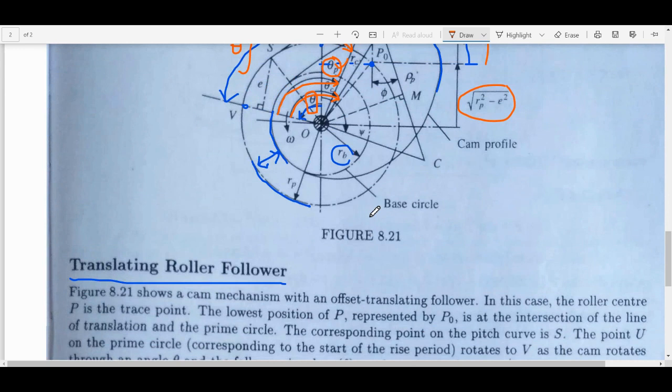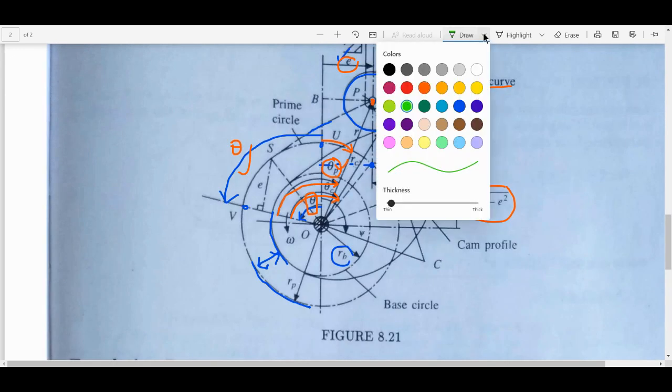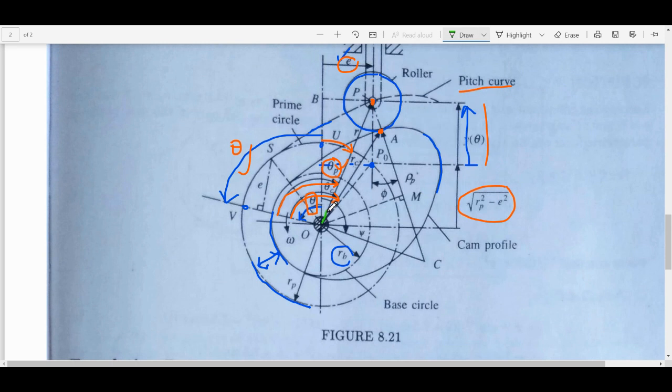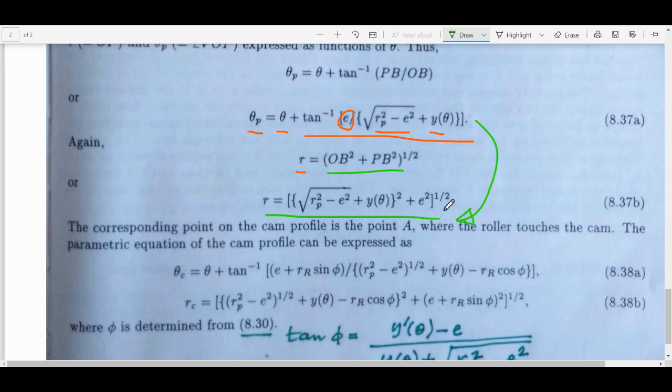What is the distance r? That's the distance r. Let me show you in green. That's the distance r. So it is the square root of PB square and OB square. Okay. So we've got r directly from here. Easy. But as I explained, we need the profile of the cam.